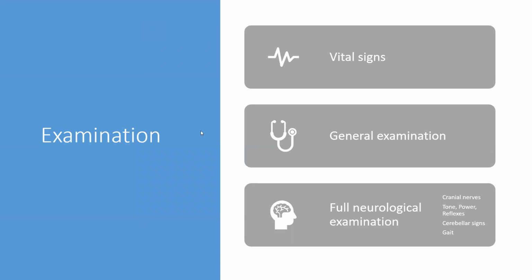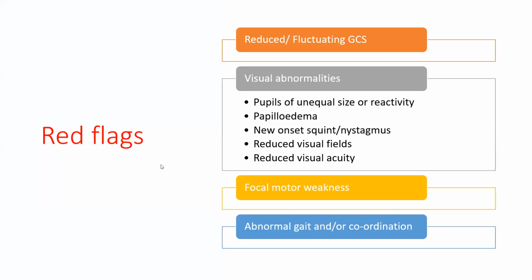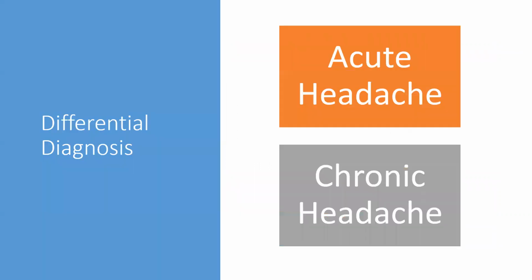So if we go to the next one, what are the red flag symptoms? The GCS fluctuating, visual abnormalities, which you find out, like you mentioned the eye check, it's important. It will be involved in your cranial nerve examination. Focal motor weakness, abnormal gait, and coordination. So these are the red flag symptoms. If these are present, obviously you now think, okay, so what are we going to do?